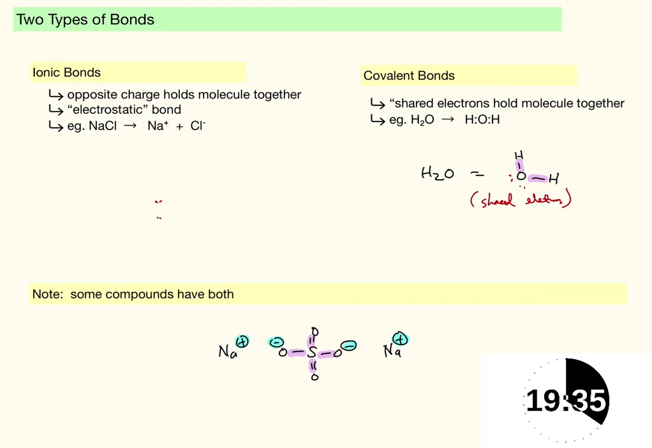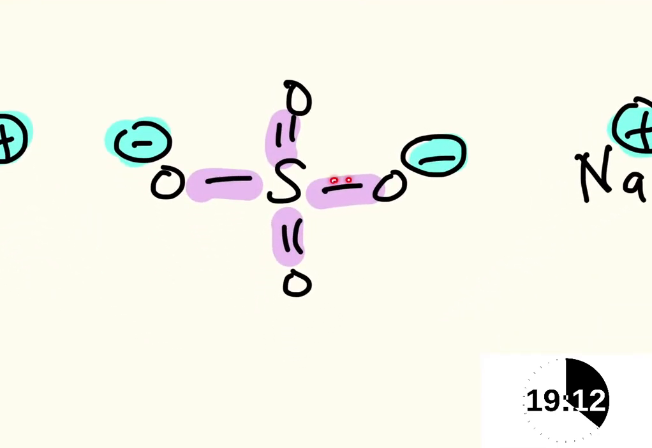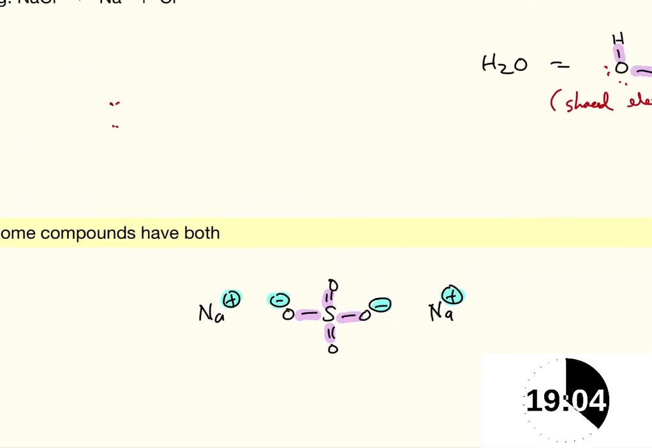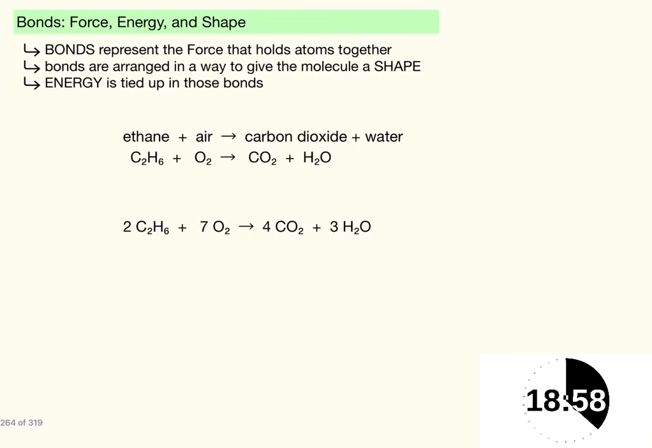Some larger compounds might have both types of bonds, both ionic and covalent. An example would be sodium sulfate. Here you can see the sodium is held to the sulfate moiety by opposite charges, and yet all of the sulfurs and oxygens are held together by covalent bonds. And here's what I was talking about just a second ago. This sulfur and this oxygen are held together by two electrons, and this sulfur and this oxygen are held together by four electrons. Nevertheless, ionic and covalent. This chapter deals with covalent bonds.